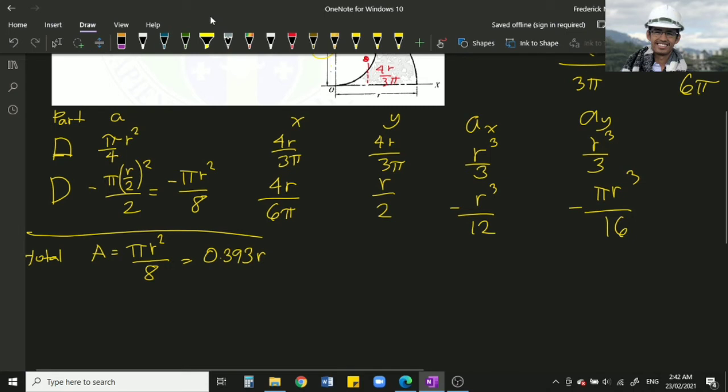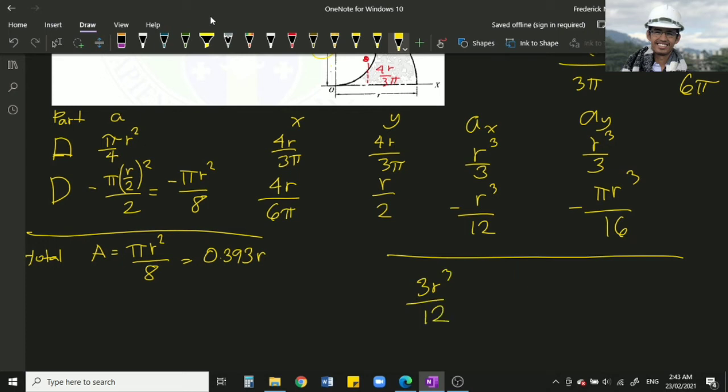So, let's get the total. We can add or subtract them. So, that will be 3r cube over 12. You can go straight to the calculator. This will be 1/3 minus 1 over 12. So, what comes out there will be 3 over 12. Is that right? So, 1/3 minus 1 over 12 will be 3 over 12, or that will be 1/4.